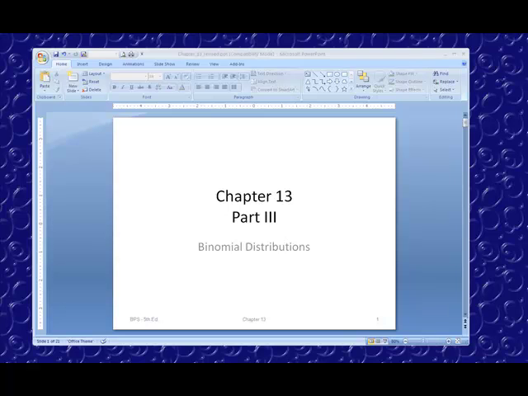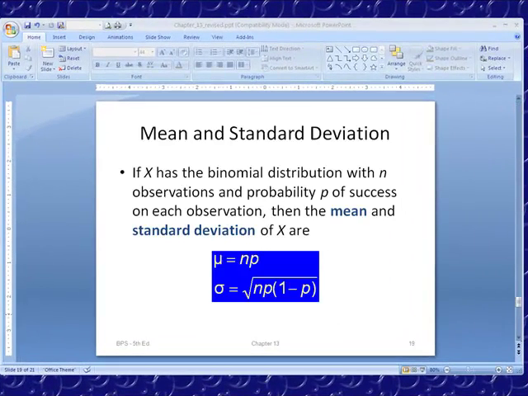Welcome to Chapter 13, Part 3, for the binomial distribution. We're going to begin this Part 3 with talking about the mean and standard deviation of a binomial distribution. It's a very easy calculation, and it will be the only standard deviation you'll be required to calculate for quizzes and tests. So let's look at the mean of a binomial distribution.